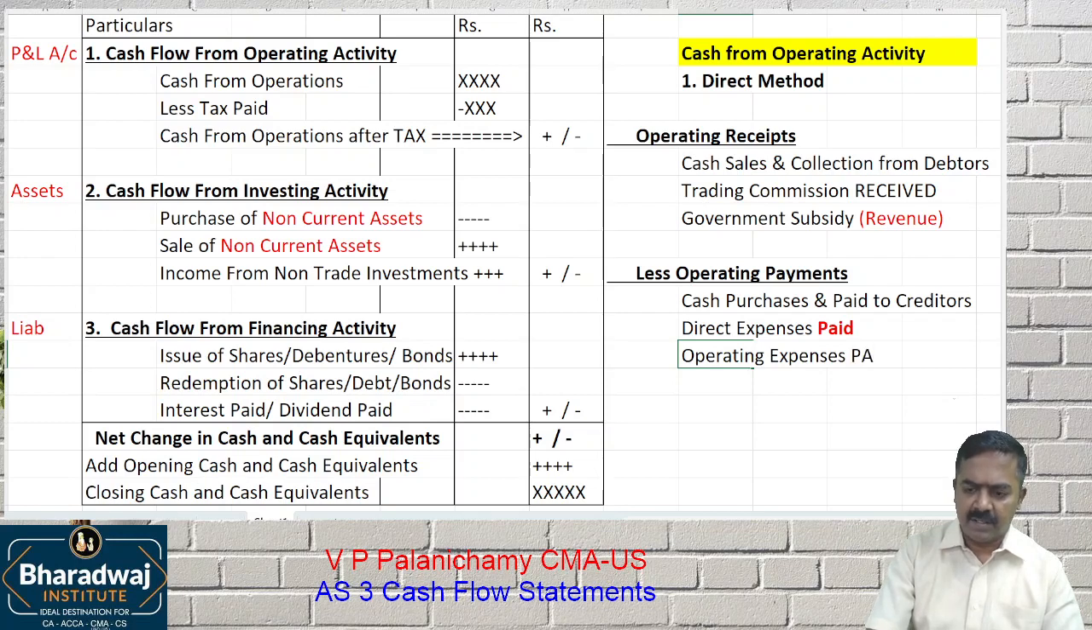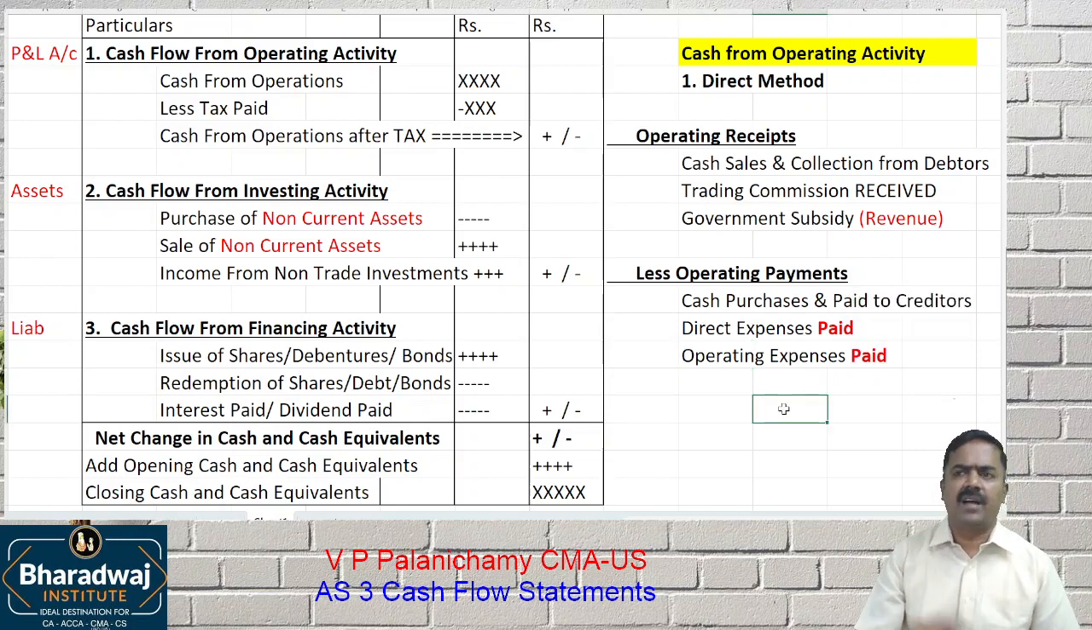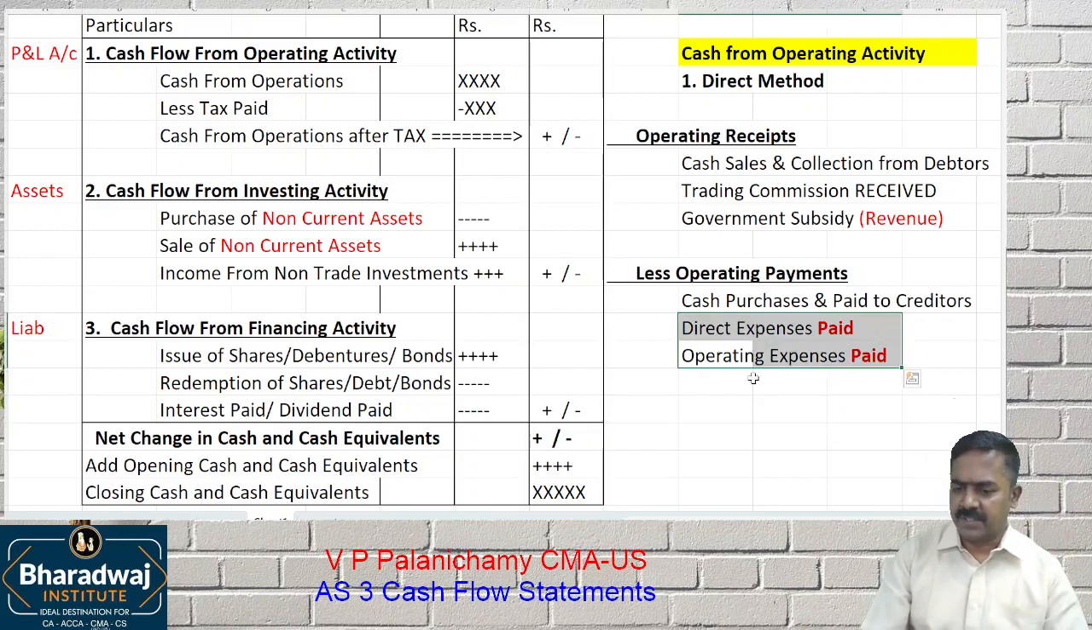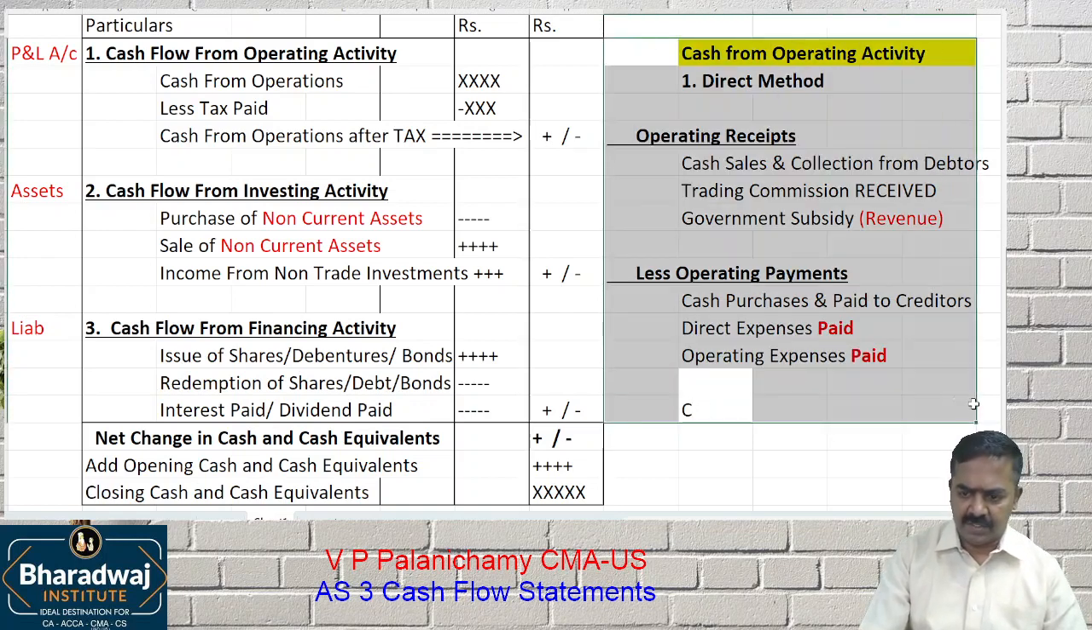Then operating expenses paid. What do you mean by operating expenses? Indirect expenses. Examples of indirect expenses: salary, rent, advertising, printing and stationery, electricity. Name any other expenses to run business. Take all operating expenses paid. You will get CFO. Okay, I'll go for the next page. That's better.